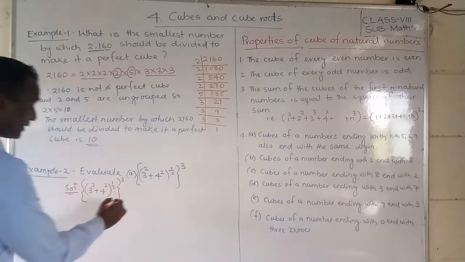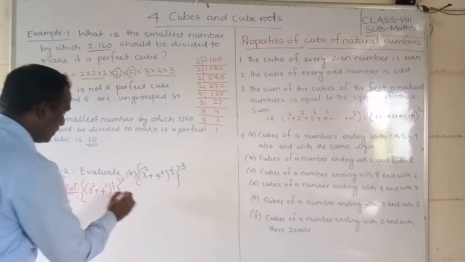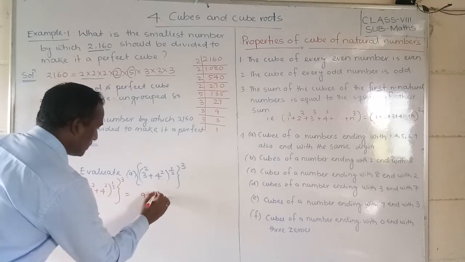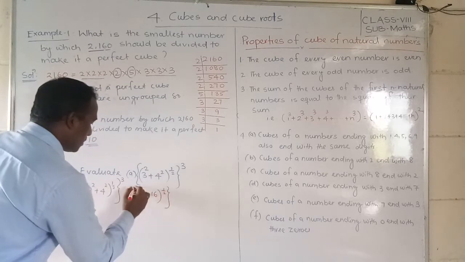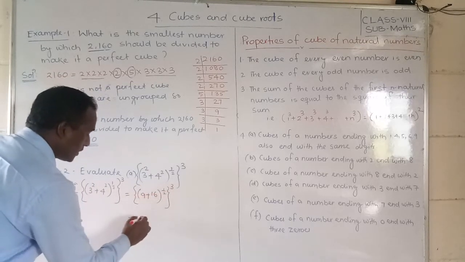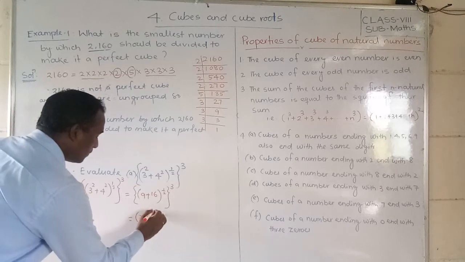So now, this is equal to what you can do. First of all, inside the bracket, what is that value? You have to write it. First, 3 square means 9, plus 4 square means 16, power 1 by 2, and power 3. So this is equal to 9 plus 16, which is equal to 25, power 1 by 2, and cube.